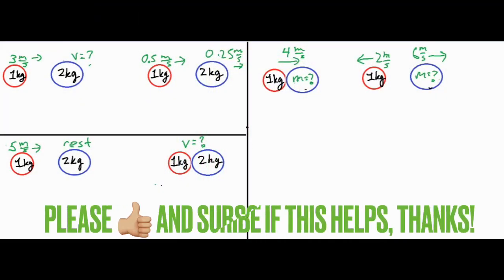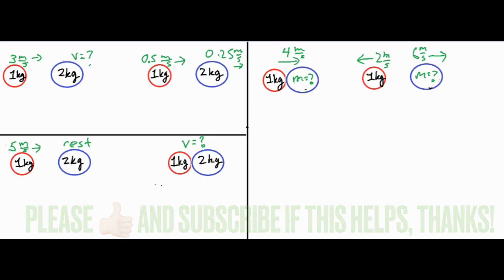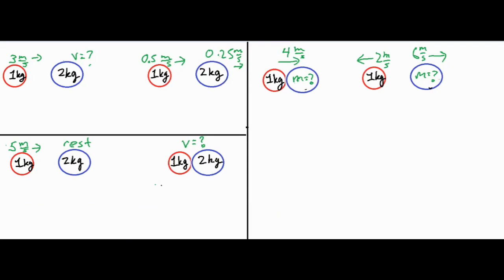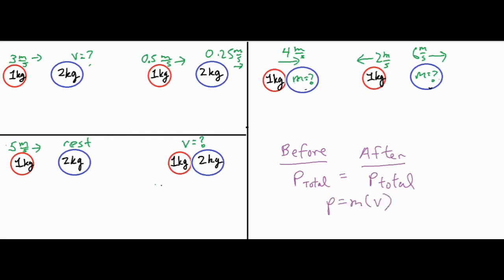In this video, we're going to be taking a look at three different one-dimensional collisions using the conservation of momentum. And with the conservation of momentum, we're basically saying that the total momentum before the collision equals the total momentum after the collision. And the only formula we're using is momentum equals mass times velocity.